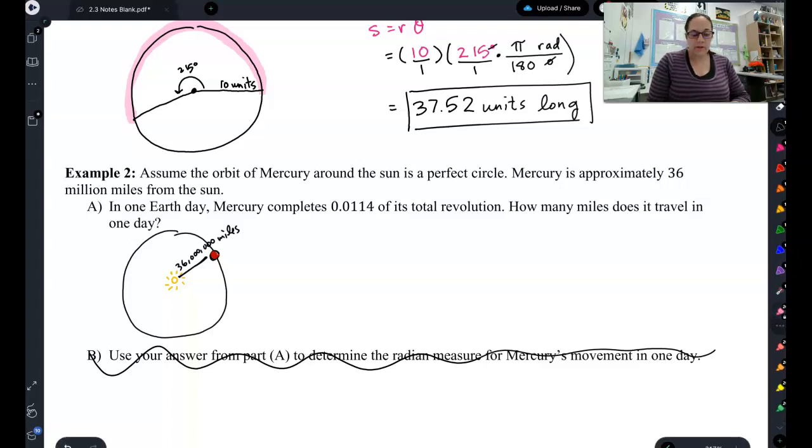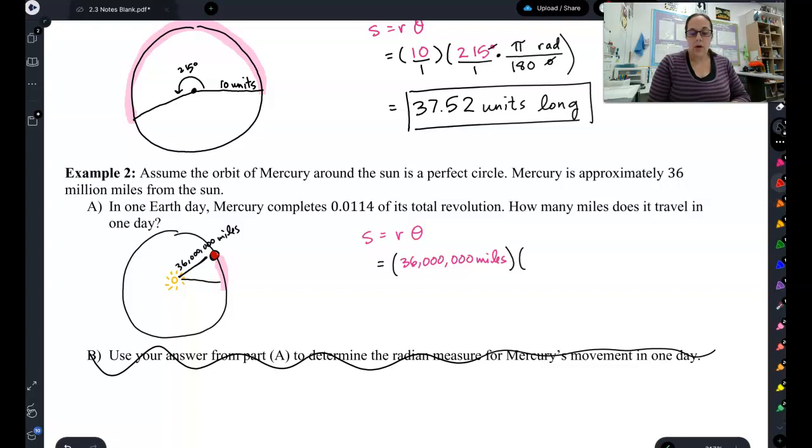So if we're looking for how many miles that this little planet travels, we're looking for the pizza crust. We're looking for the distance along the edge. How many miles is it traveling around the sun? So since this is a pizza crust problem, I'm going to use S equals R theta again. I know my R is 36 million miles. I'm going to include the units on that.